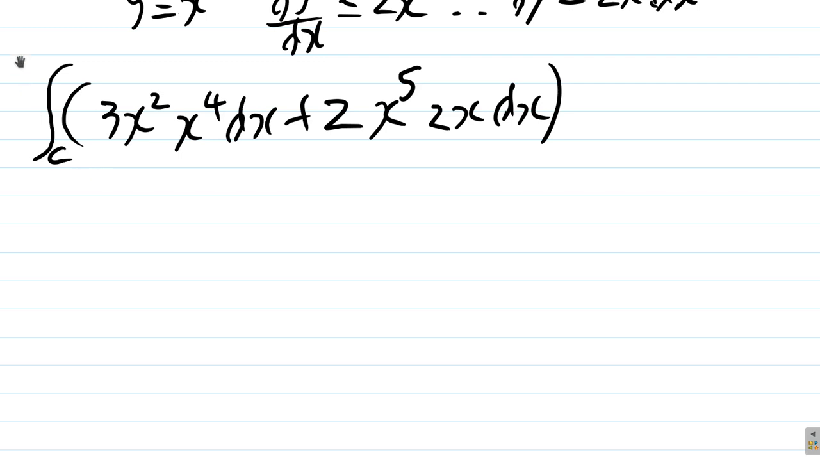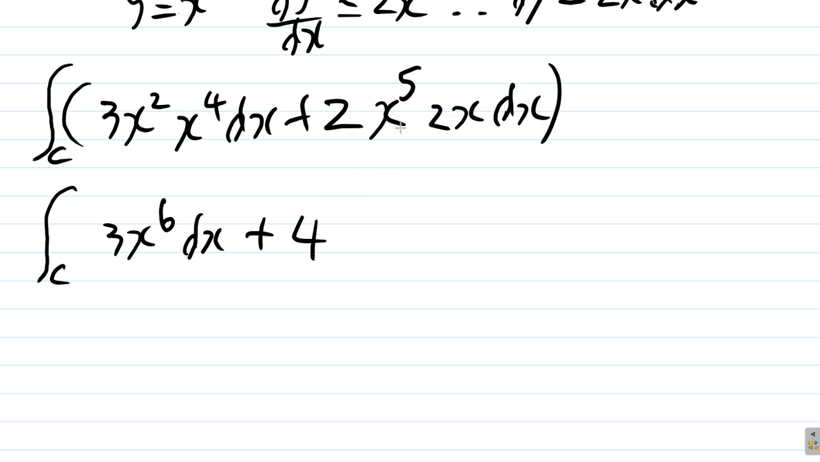Now we have the integral along the curve of 3x to the 4th, and this x squared would be x to the 6th dx plus, now you have 2 times 2, which is 4, x to the 5 times x would be x to the 6th dx. See that?